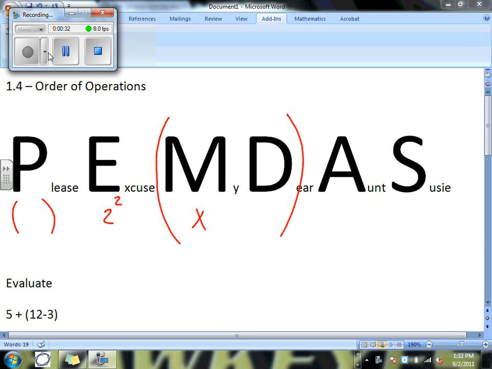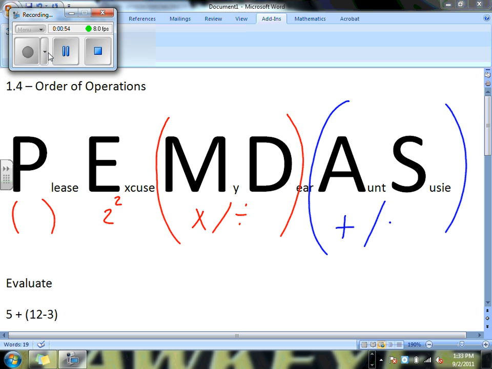And those are actually a common mistake: people think that you need to multiply all the way through before you divide. In the actual cases, multiplication and division are connected together, and they need to be done whichever one comes first from left to right. And the same thing with the A and the S, which is addition and subtraction. Those need to be done in whatever order comes first from left to right.